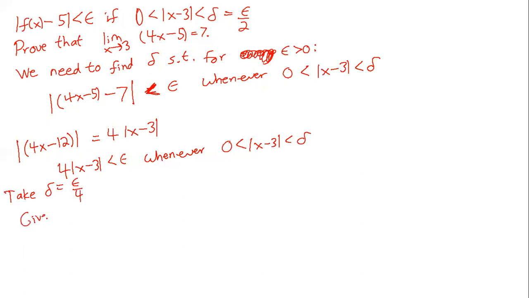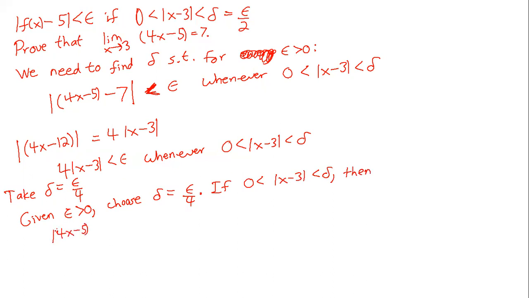Then given epsilon greater than 0, choose delta equals epsilon over 4. If 0 is less than |x minus 3| is less than delta, then |4x minus 5 minus 7| equals |4x minus 12| equals 4 times |x minus 3|, which is less than 4 delta, which if delta is epsilon over 4, would be 4 times epsilon over 4 equals epsilon. So we just demonstrated that it's less than epsilon.